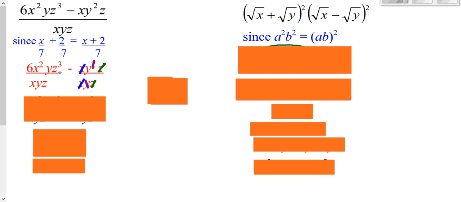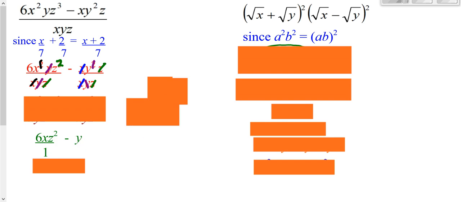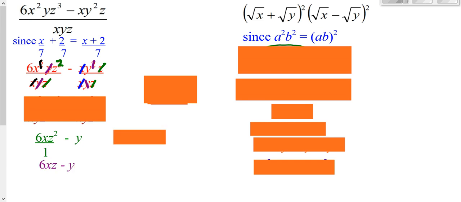Here, which one has more y's? Well, they are the same, they're going to cross out. And then we could look here, which one has more x's? The top does, one more. Which one has more z's? The top has two more. And then you just work with what's left. You have a 6xz squared minus a y. Don't really need to have it over 1, so we can just write that.